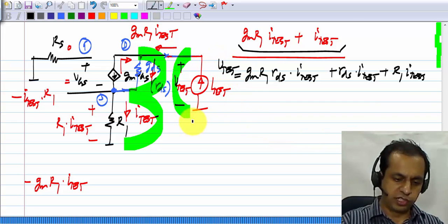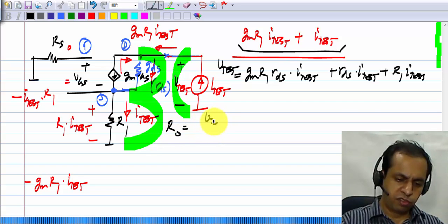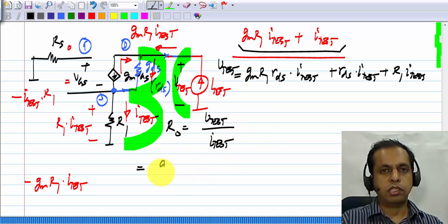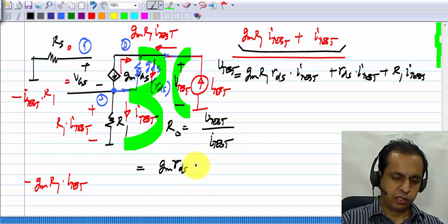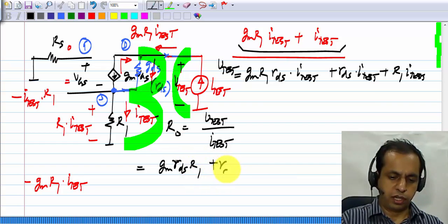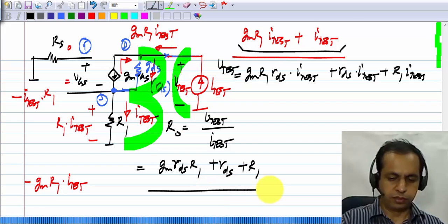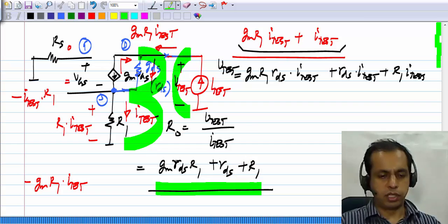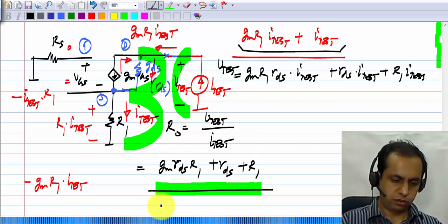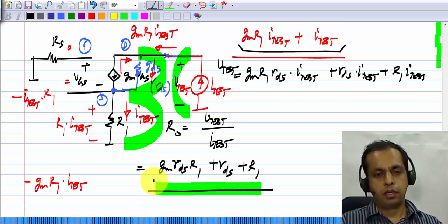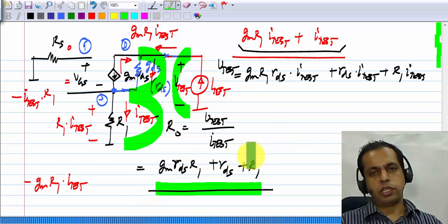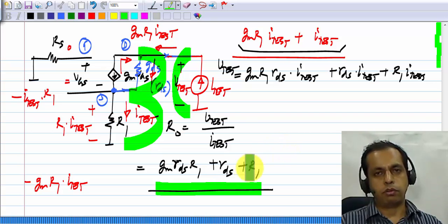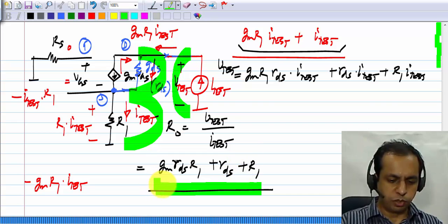And what is the output resistance? It's the ratio of V test to I test, and it is equal to GM RDS R1 plus RDS plus R1. Okay. So this is the output resistance of our voltage controlled current source. Now, what can you see from this expression? Is it going to be very large like we want from a current source, or small and not really useful as a current source? It's very easy to see that it's going to be quite large.